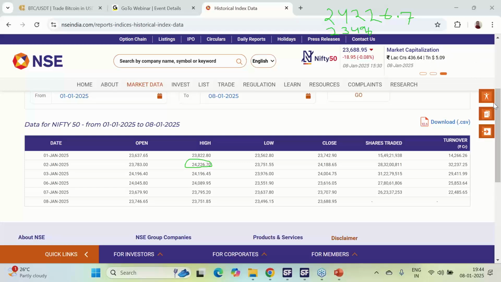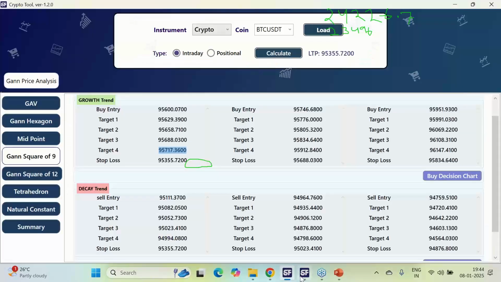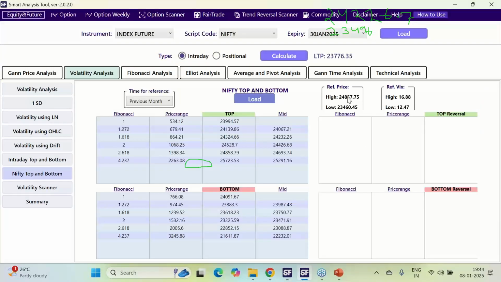Here we have taken the VIX. What VIX have we taken? The previous month's high and low, the highest VIX and the lowest VIX. These values are being taken and this calculation is being done. So the top was 24,226, so here is the top.